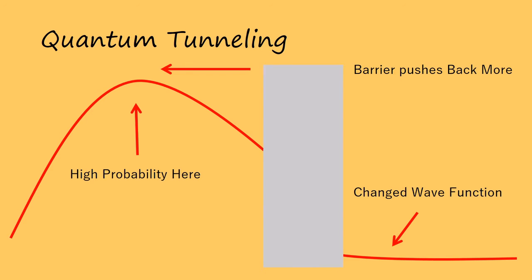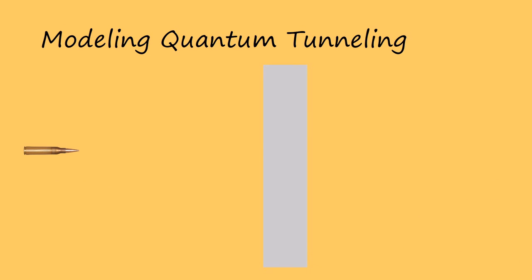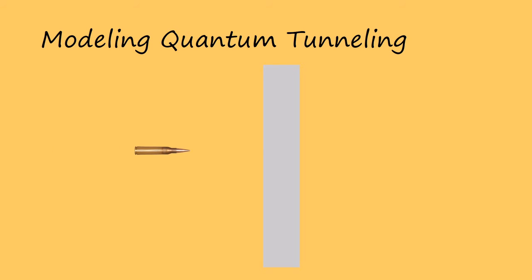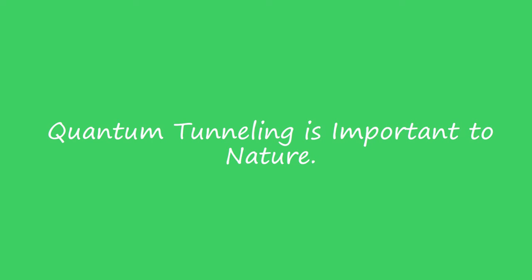To help think about this, let's look at a bullet and a material. The bullet is representing our particle, and the speed represents the particle's energy. If the material is thin enough, then the bullet can pass straight through the barrier, tunneling through it. But if the material is thick, then the bullet needs to have a greater speed to pass through it. After it does go through the barrier, the speed of the bullet is greatly decreased. The decrease in energy changes the wave function of the particle.